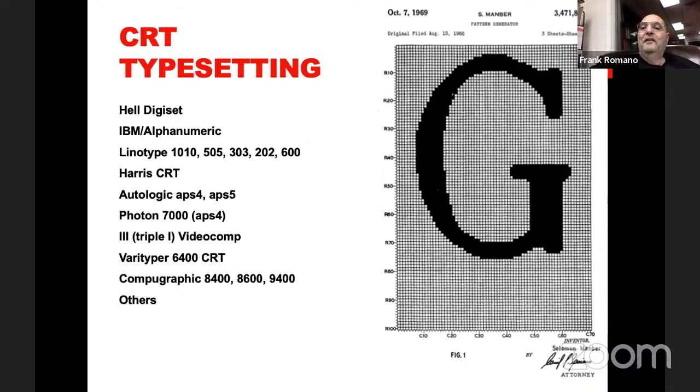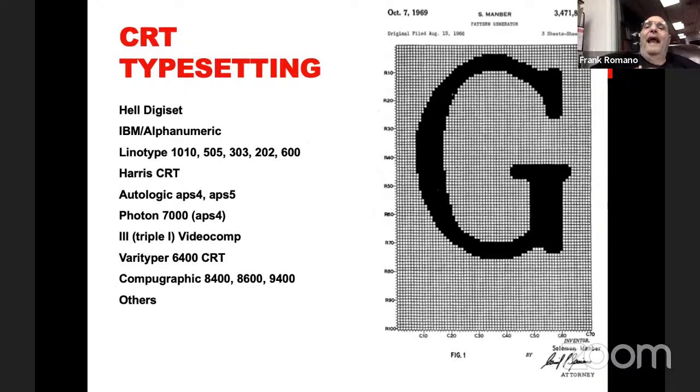So the concept of using the cathode ray tube went from Dr. Hell to A.B. Dick, and then to IBM. IBM took a lot of the DigiSet ideas and they created a subsidiary called Alphanumeric and created some of the first of the cathode ray tube machines. A spinoff from that was a company called Autologic. And Autologic made the machines that were sold. Alphanumeric really didn't sell anything. So the cathode ray tube now enters the industry.